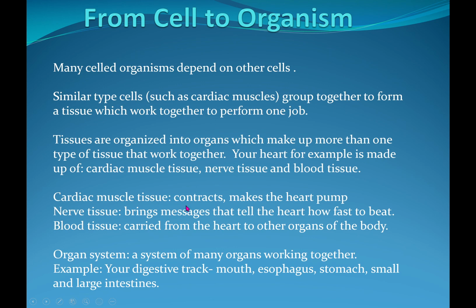The cardiac muscle tissue contracts, makes the heart pump. Nerve tissue brings messages that tell the heart how fast to beat. Blood tissue carries blood from the heart to other organs in the body. So all of these tissues work together. So all those together make an organ system. A system of many organs, remember these are the many parts working together as an organ system. Your digestive tract, your mouth, your esophagus, your stomach, your small intestines, your large intestines, and so forth, are a system working together. And so that shows you from cell to organism.